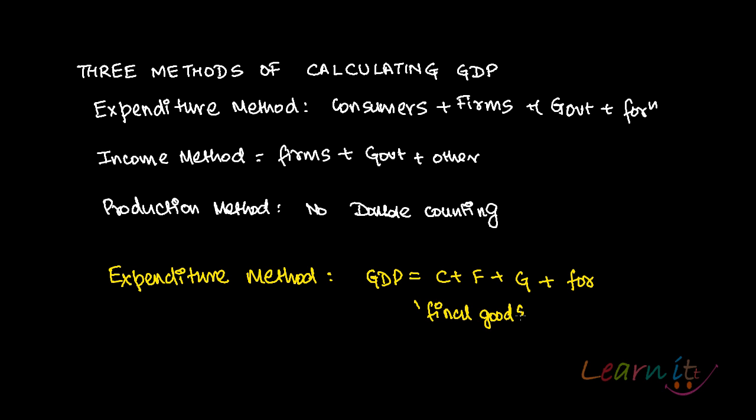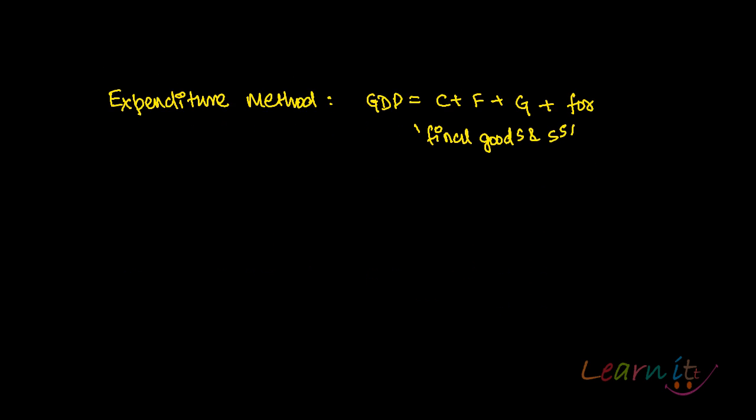What are final goods and services? One, which are not resold, and two, which are not used as inputs for producing other goods and services. Fine. So those are final goods and services.